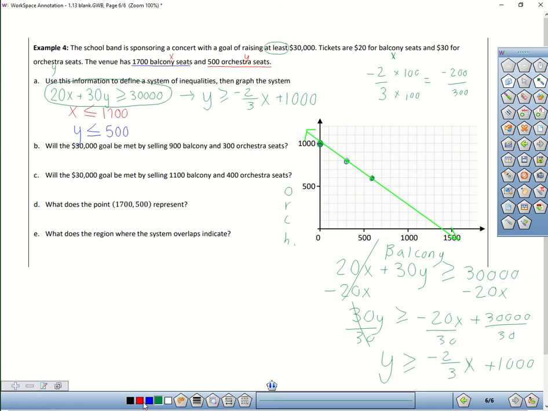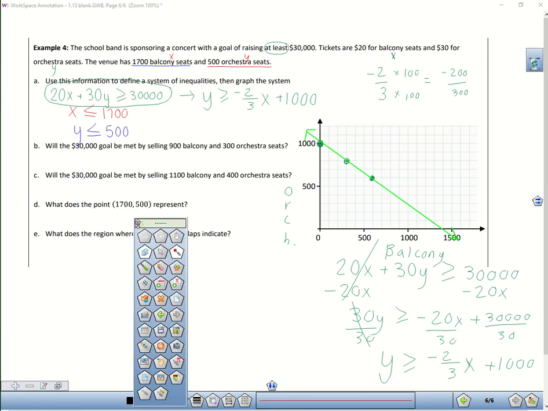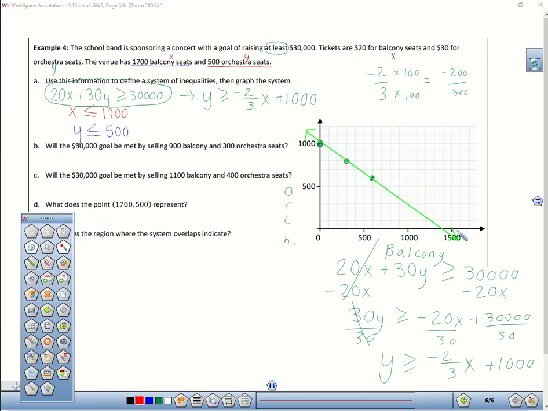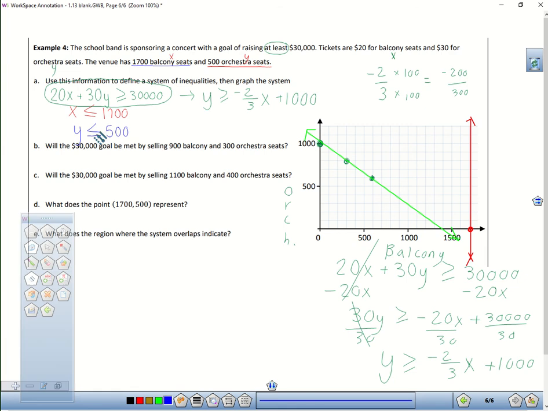Now that we've graphed that line, let's go ahead and do the x. So we know that x is going to be a vertical line at 1,700. That's right here, so 1,600, 1,700. And that's going to be a vertical line through that. It'll look like this. And lastly, we have a horizontal line at 500.